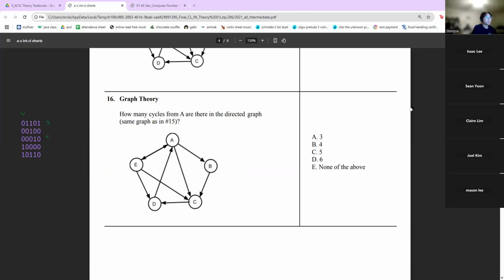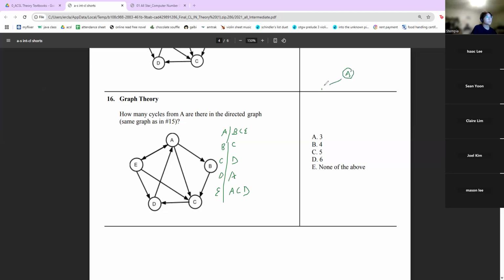So starting from A, we have A can go to B, C, and E. B is going to go to just C. C can go to just D, D can go to A, and then E can go to A, C, and D. From here, we just need to create a list of cycles that start from A, right?